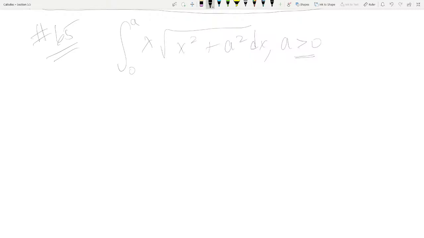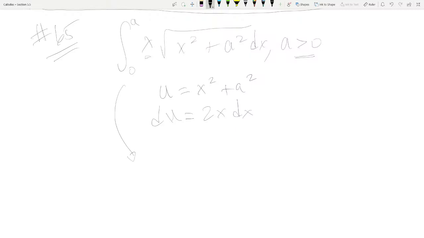Well, we've got the square root. We're going to do a u substitution, and might as well pick this stuff inside the square root. Looking ahead, you see that the derivative of x squared is 2x, and we do have that x out in front, so that's a good sign. The derivative here will be 2x dx. Remember, the derivative of a squared is 0 because a is just a constant. It might as well be a 7.